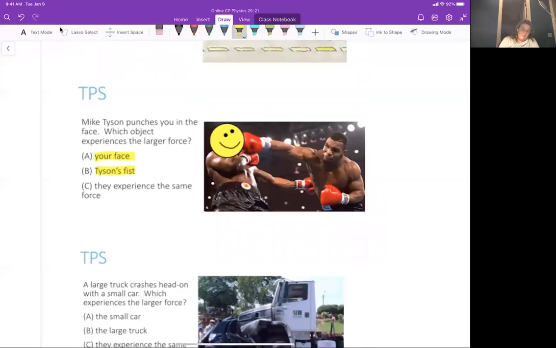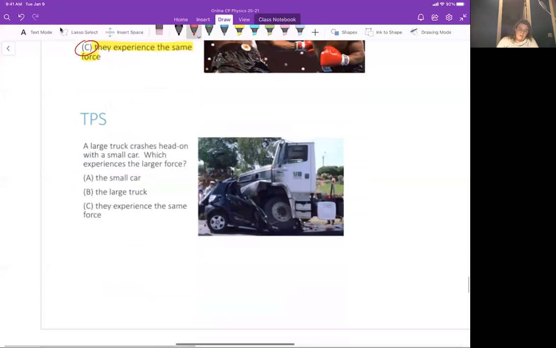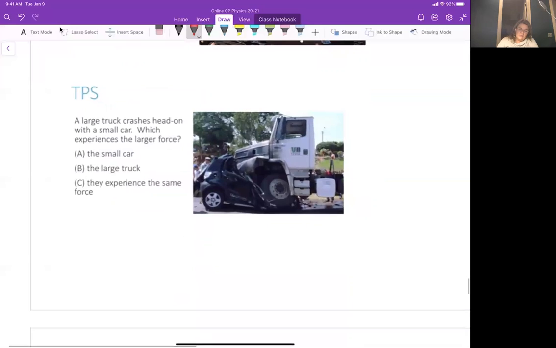His fist, or they both feel the same force? And the answer is C. Okay. A large truck crashes head on with a small car. Which experiences the larger force? The car, the truck, or they experience the same?